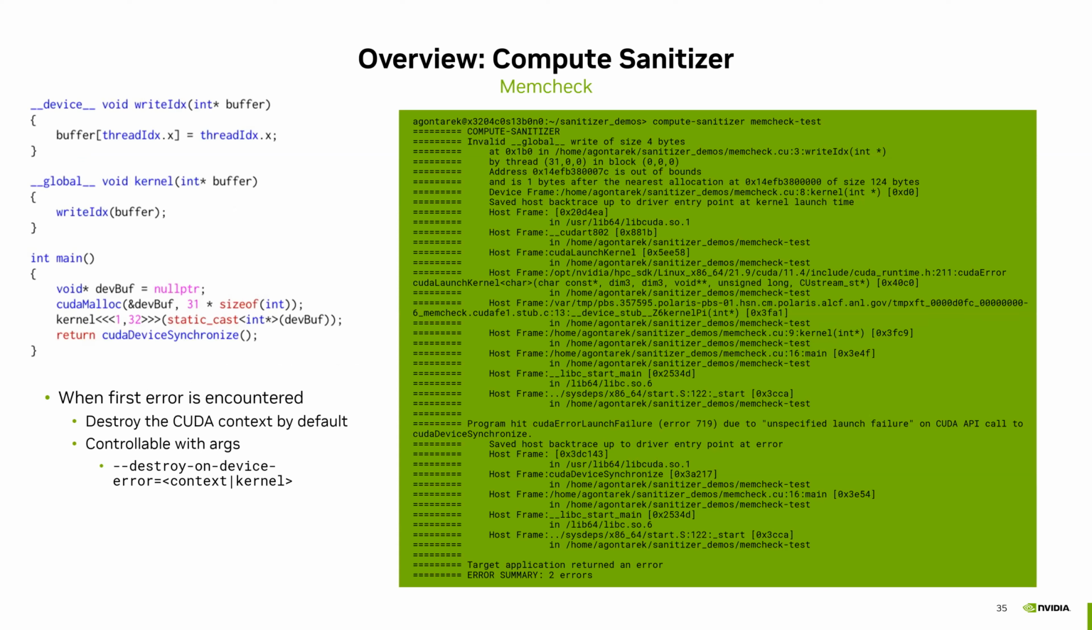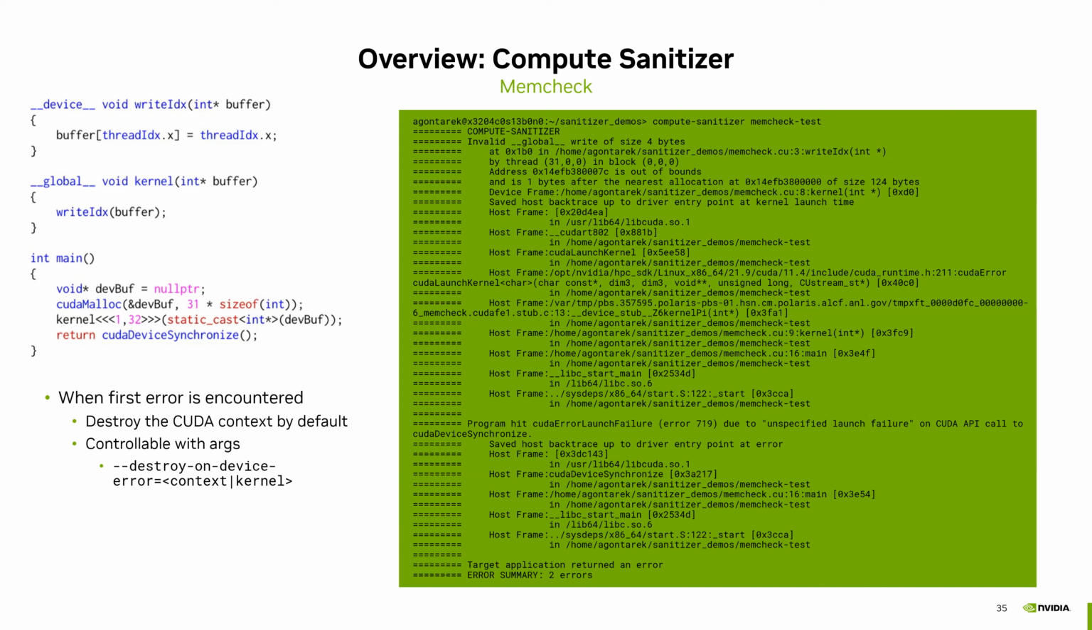So let's go over a quick example. On the top left here is just a simple error that we've introduced. You can see in main, we're allocating a device buffer of 31 ints. Then we're going to fire off a kernel with 32 threads. Each of those threads is going to write into the buffer that was passed in, at its thread index, the value of its thread index. So oops, we've written off the end because we only have 31 ints in the buffer and we have 32 threads.